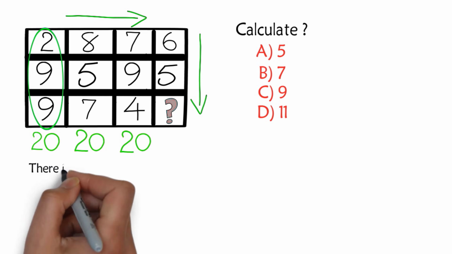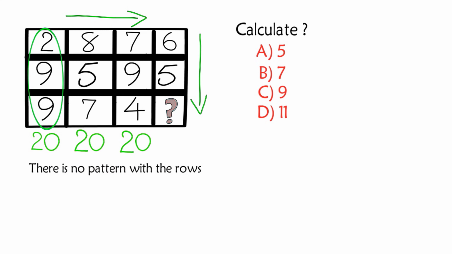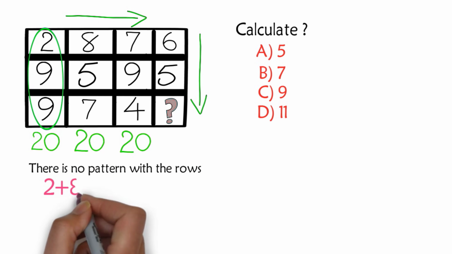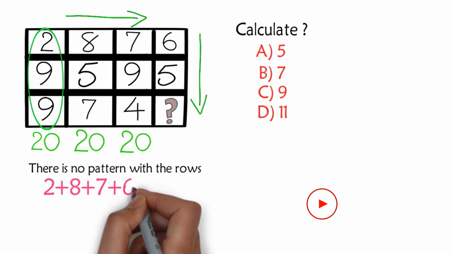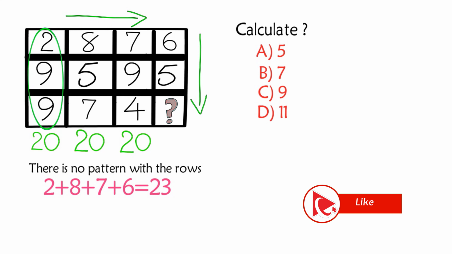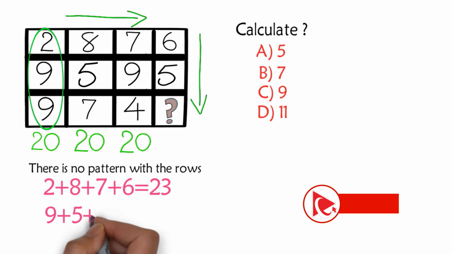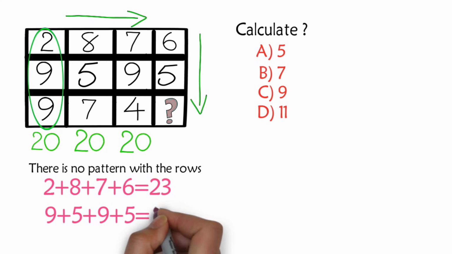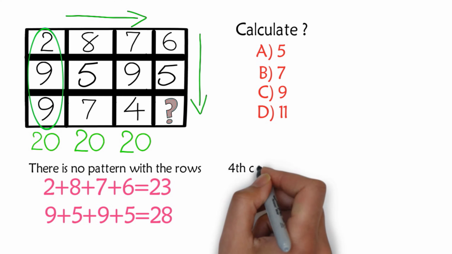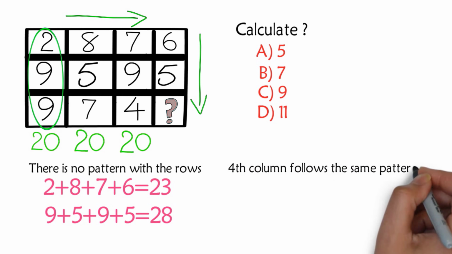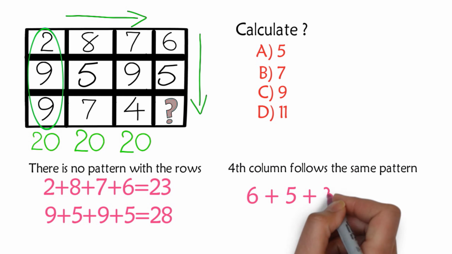We also want to check if there is a pattern with the rows. And there is no pattern, because the first row adds up to 23. 2 plus 8 plus 7 plus 6 equals 23. And the second row adds up to 28. 9 plus 5 plus 9 plus 5 equals 28. So there's no pattern. Based on this information, you can calculate the missing value in the last column.